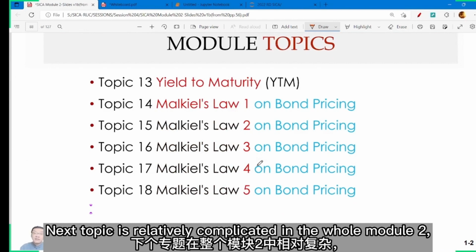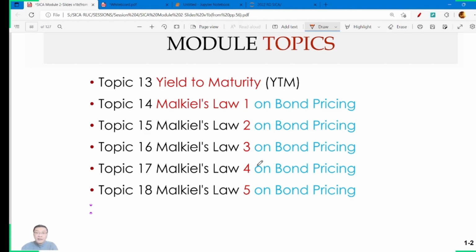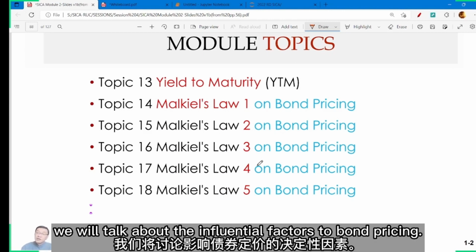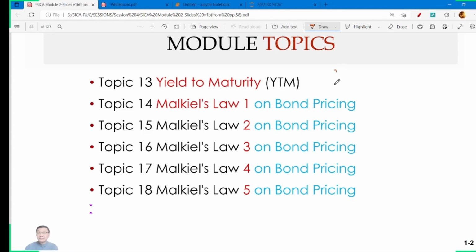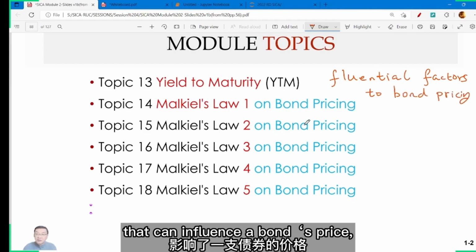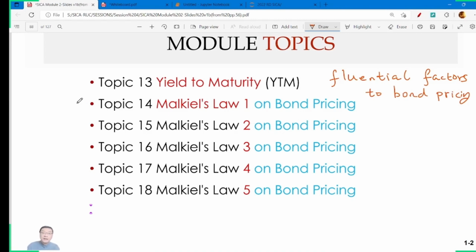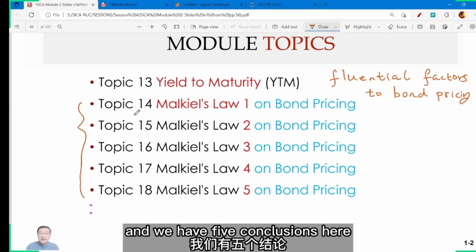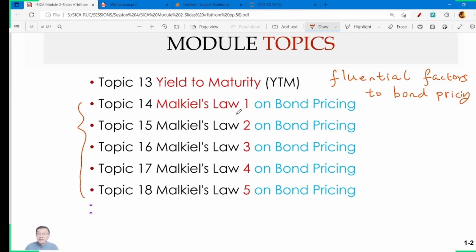Now let's move to the next topic. The next topic is relatively complicated in the whole module 2. In this topic, we will talk about the influential factors to bond pricing. This means, what are the critical factors that can influence a bond's price? And we have 5 conclusions here.